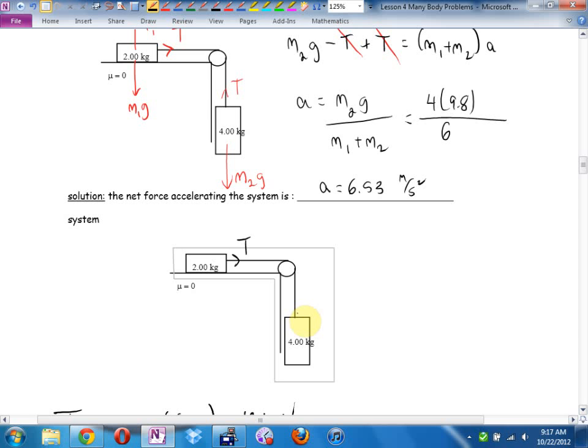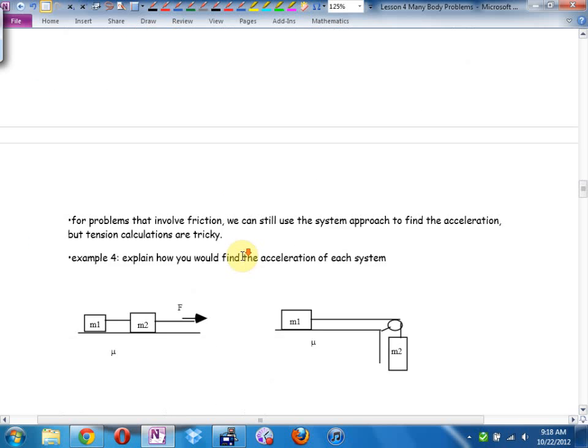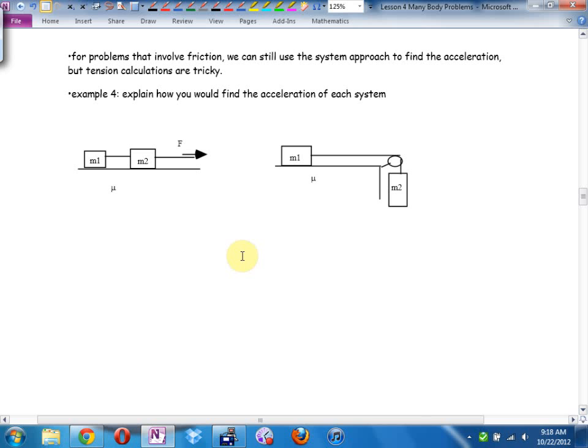We could also have looked at this mass. Who's winning? M2G. Who's losing? Tension. And you would have M2G minus tension equals M2A, because you're looking at one mass, and you get the same answer. It says, for problems that involve friction, on the next page, we can still use the system approach to find the acceleration, but tension calculations are a little bit trickier because you may guess wrong.